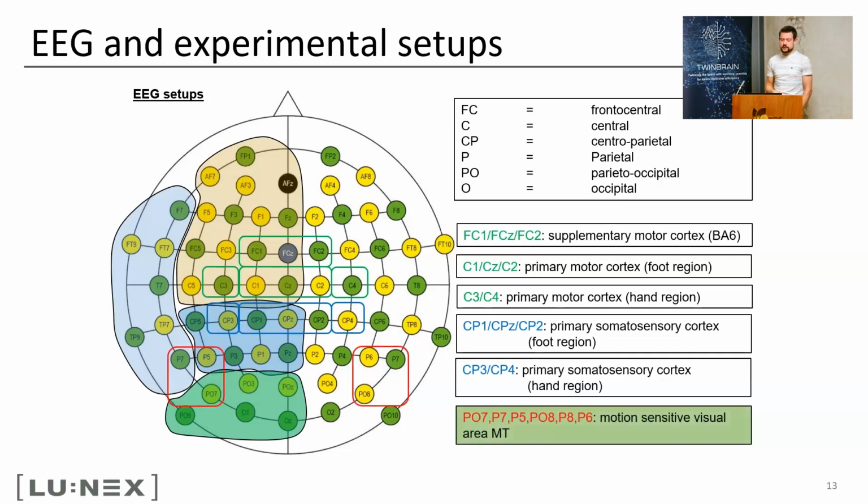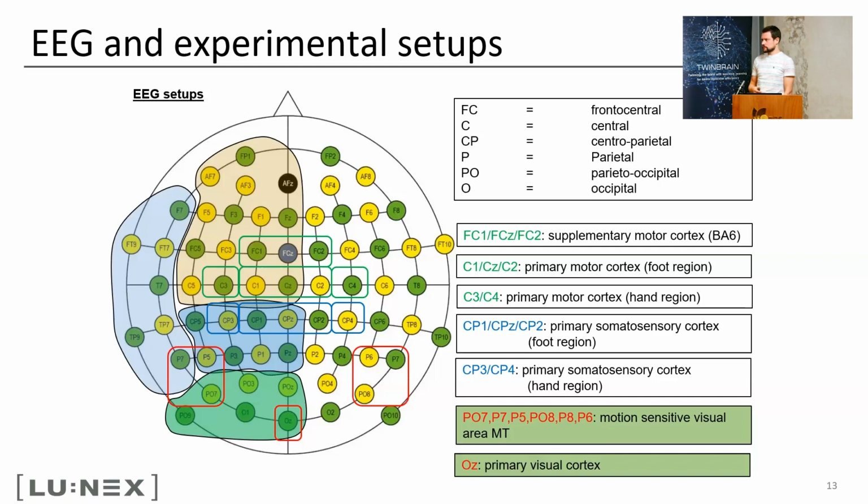We are interested here in what is at the very bottom. Of course, we have the primary visual cortex. This is electrode position OZ. The visual motion sensitive area MT is best represented by the electrode positions PO7, P7, P5, and the corresponding electrodes on the right hemisphere.